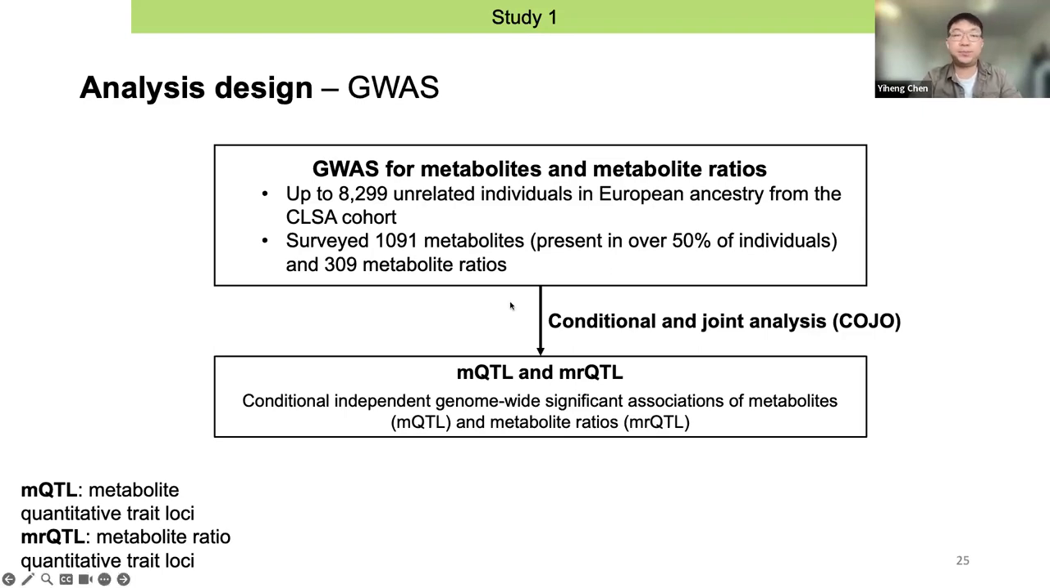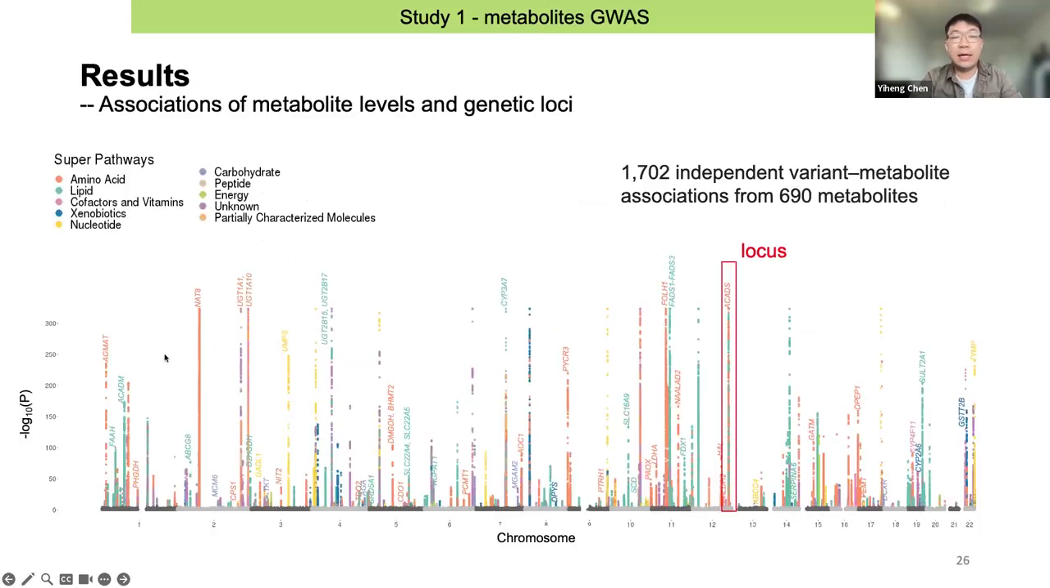So here I'm showing a Manhattan plot. By performing GWAS for metabolites, I identified 1,702 independent variant-metabolite associations from 690 metabolites. And they come from about 248 loci or genetic regions. That's what is shown in this Manhattan plot.